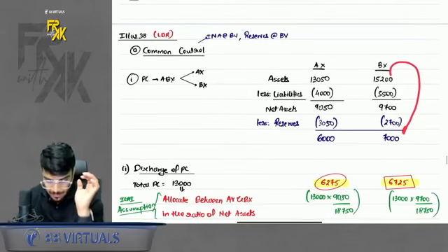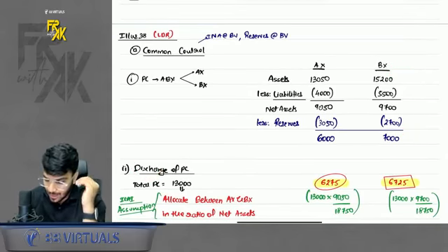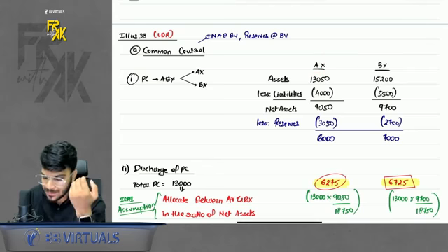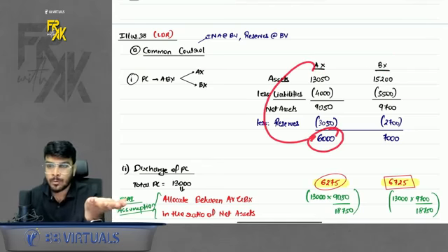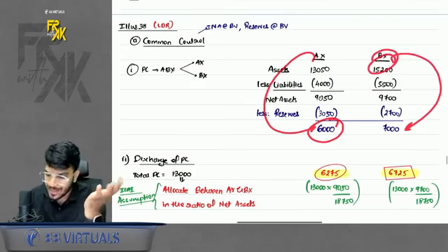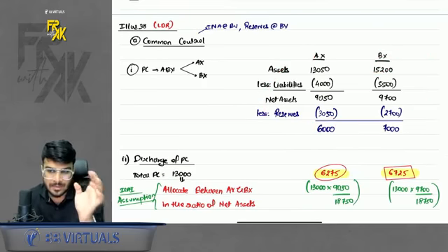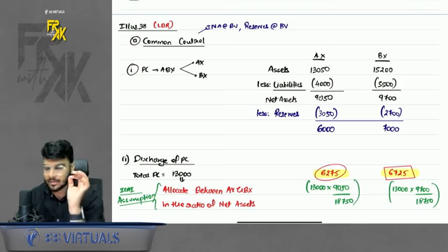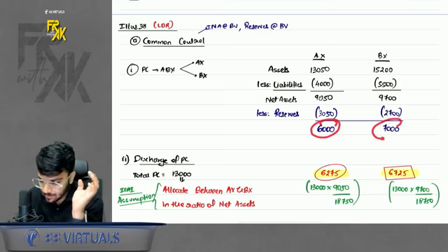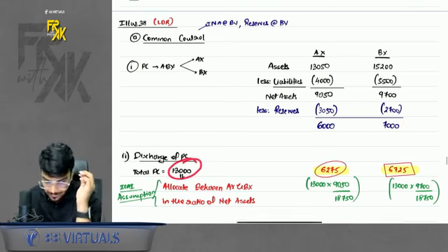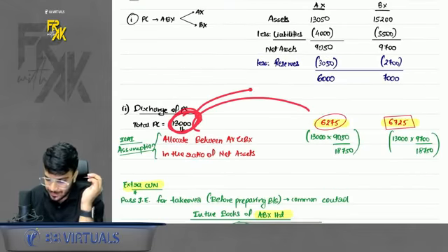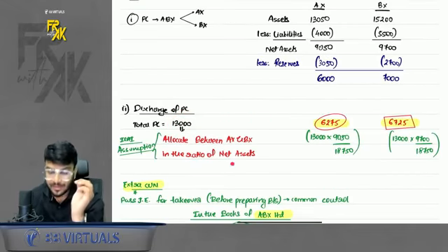Now, what is the meaning of discharge? Discharge means how much PC you will give to AX and how much PC you will give to BX. Normally we would say give 6,000 PC to AX and 7,000 PC to BX. But this is not how it has been solved by ICAI. What they did is, they found this PC and totalled it up. The total comes to 13,000. Now, they allocated this 13,000 between AX and BX in the ratio of net assets.